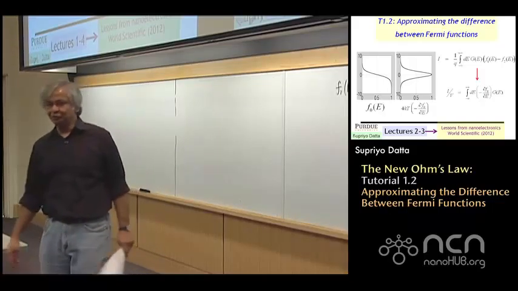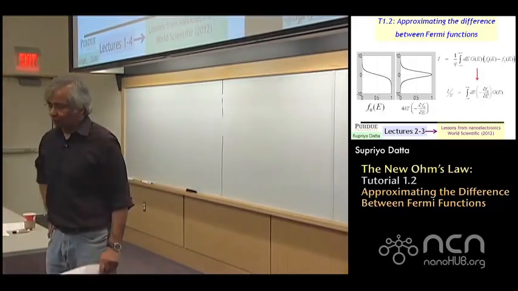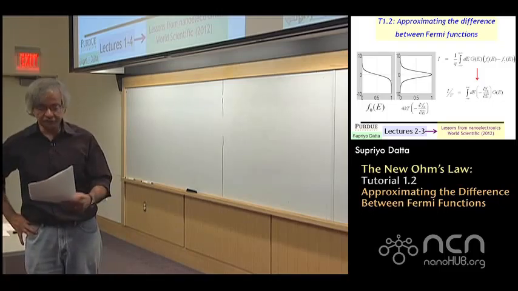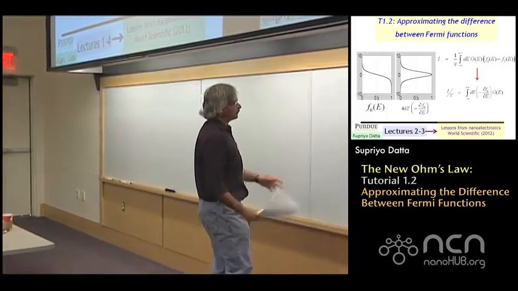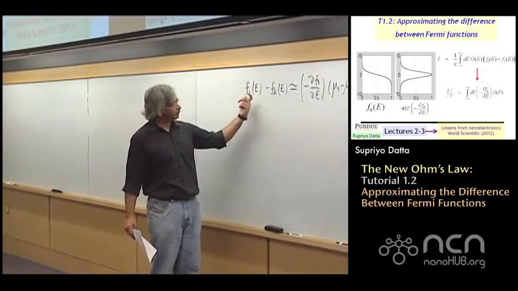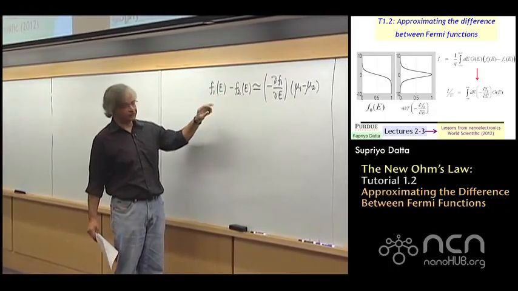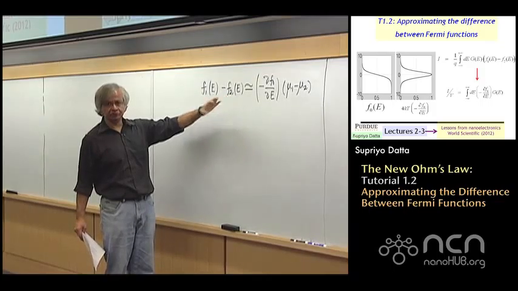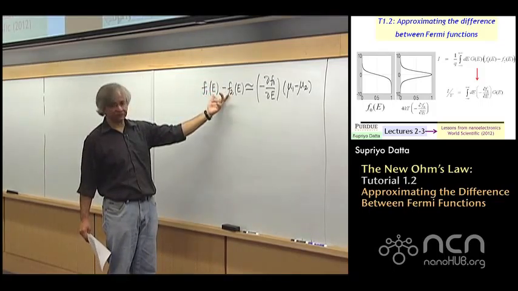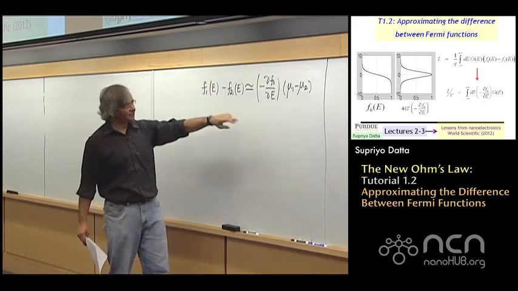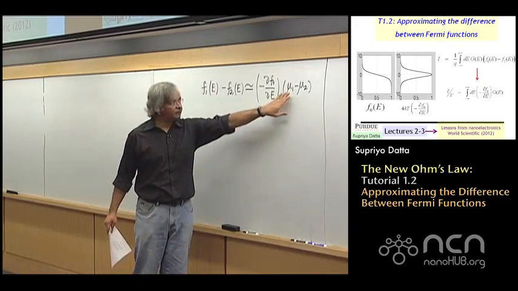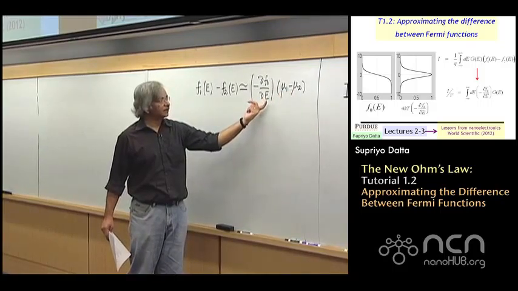Welcome to tutorial 1.2, week 1. And as you know, the problem that I asked you to look at is to show that the difference between two Fermi functions, F1 and F2, which have two different electrochemical potentials, mu1 and mu2, can be expressed in the form of this: mu1 minus mu2 times this.